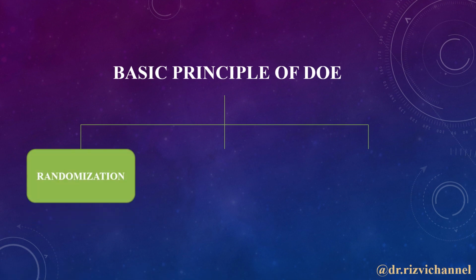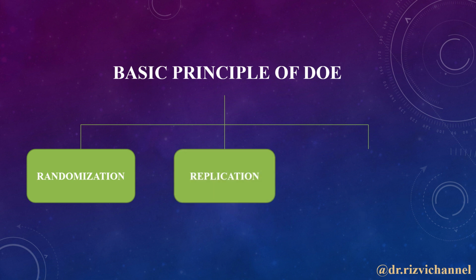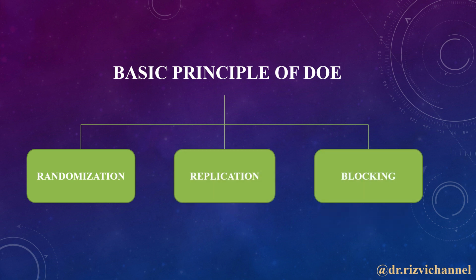The three basic principles of design of experiment are randomization, replication, and blocking. Randomization is the process where every experimental unit has the same chance of being allocated for treatment. Whereas in replication we perform the experiment more than once. This is to achieve valid and reliable results. In blocking, we remove the unwanted variations in the input and in the process.